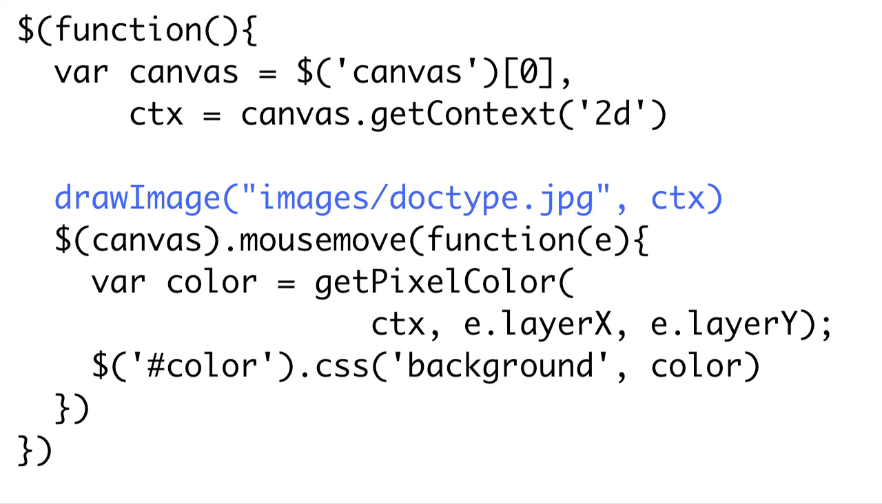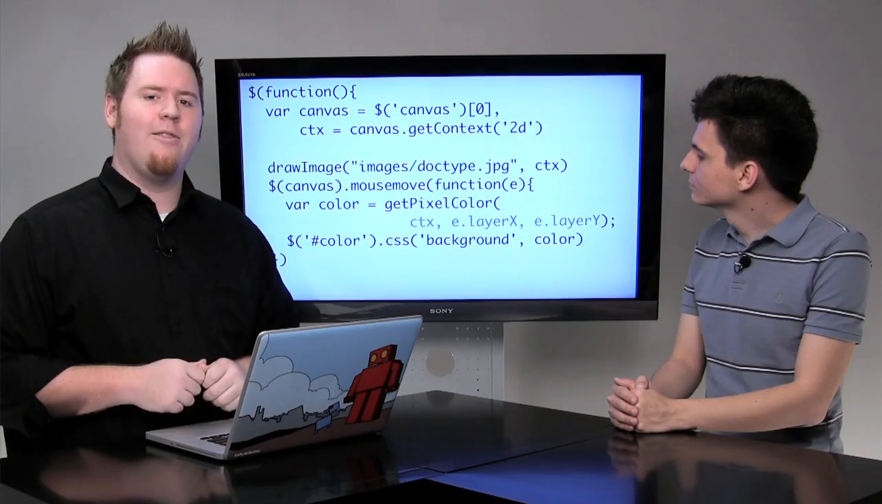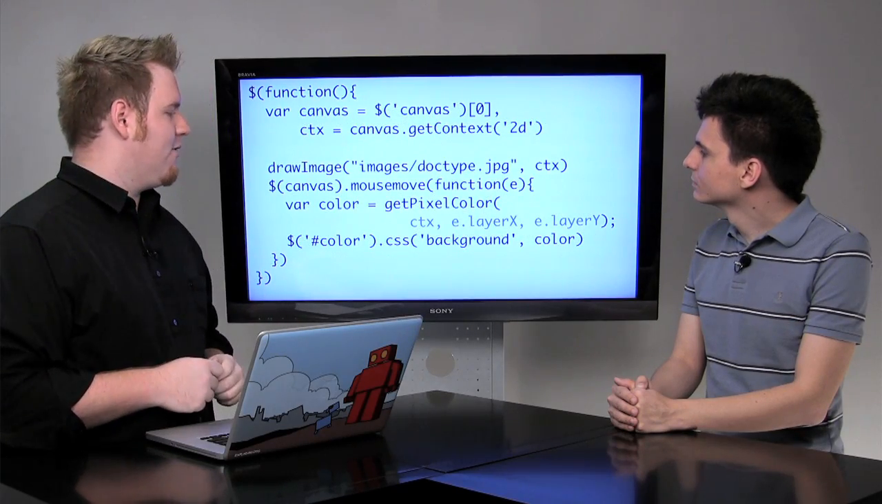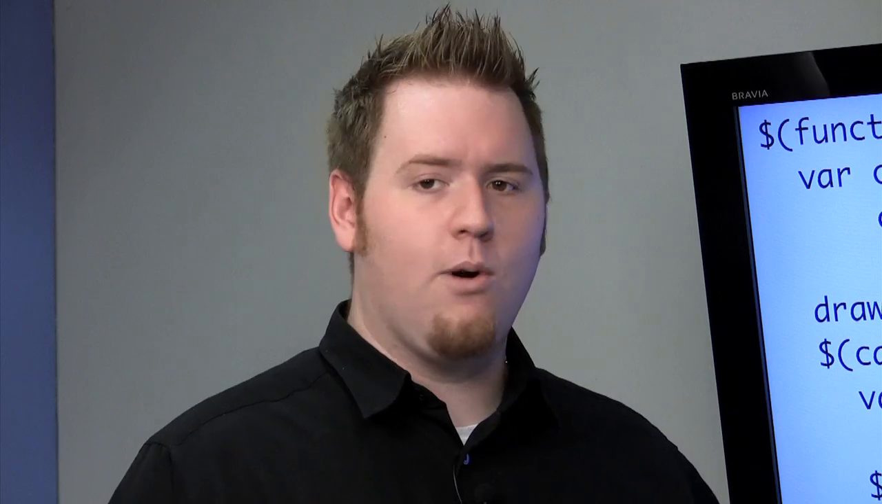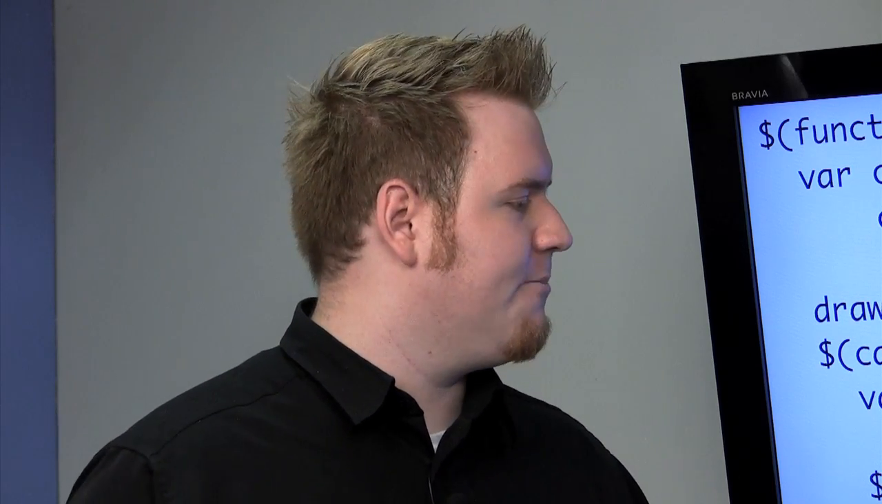Then after we get the image onto the canvas, we're going to use jQuery to set up the mouse move listener. Now what this will do is we'll call the getPixelColor function that we're about to define to actually get the color of that pixel under the mouse. Now to do that, we're going to pass in the context of our canvas as well as the x and y value, which we're going to get from the event's layerX and layerY properties. So this will be something like 5 and 10, wherever our mouse is on the canvas.